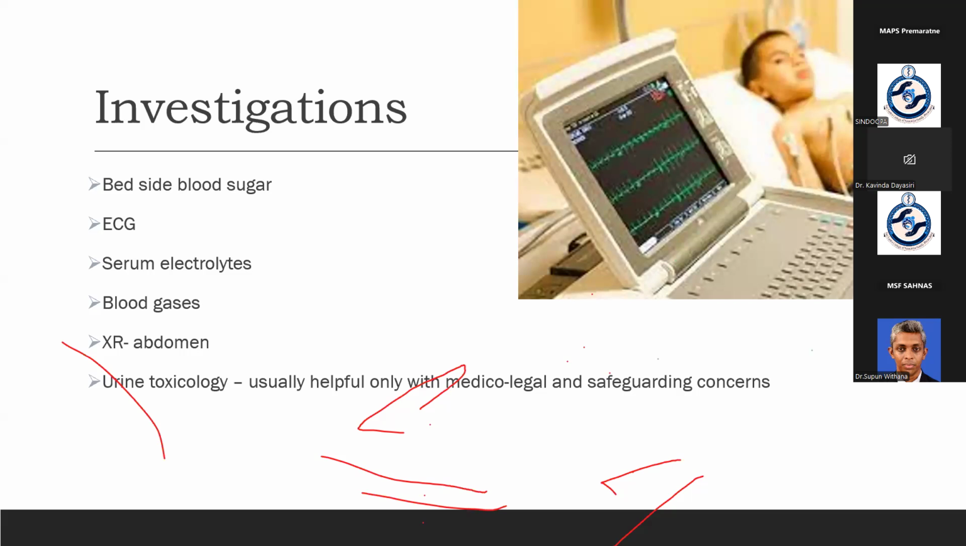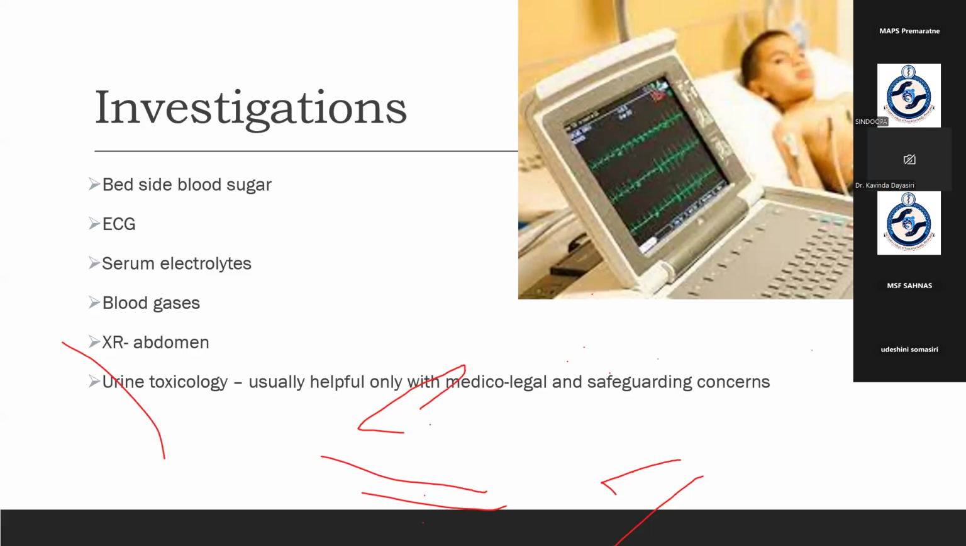And other investigations are not always necessary, and they have to be decided on an individual basis. If a child presents with severe vomiting after ingestion of a certain toxin, you can consider doing electrolytes. If you have facilities, you can do a blood gas. And if somebody presents with the ingestion of lithium or iron, which are radiopaque substances, then you can do an X-ray. Or if a child presents with coin ingestion or button battery ingestion, which will be visible on the X-ray, then you can consider doing an X-ray abdomen or chest.